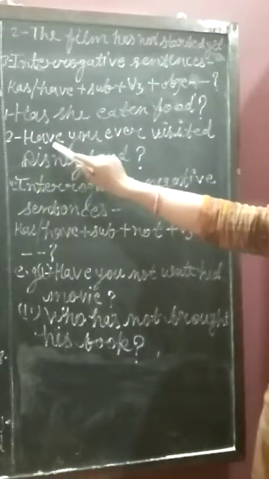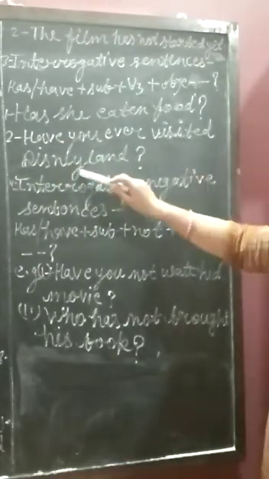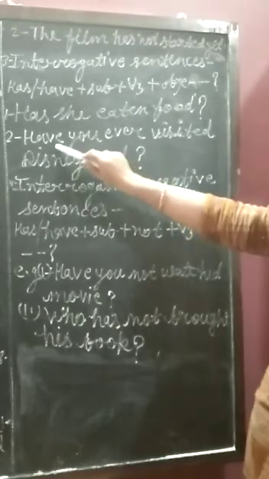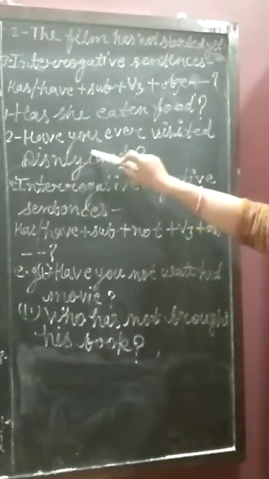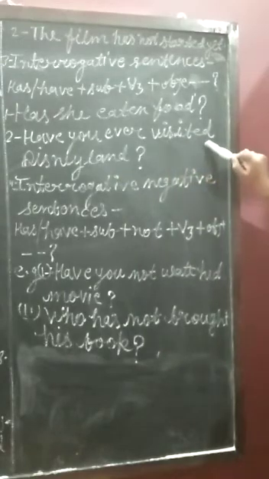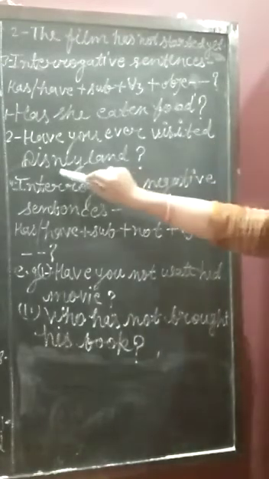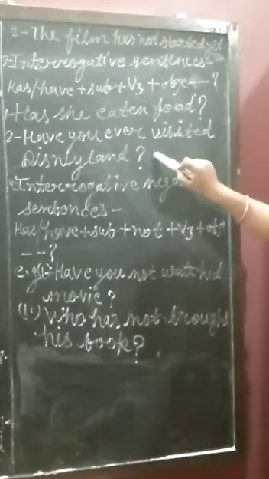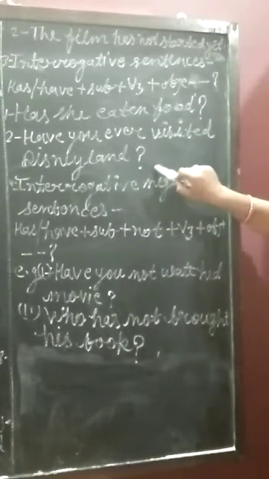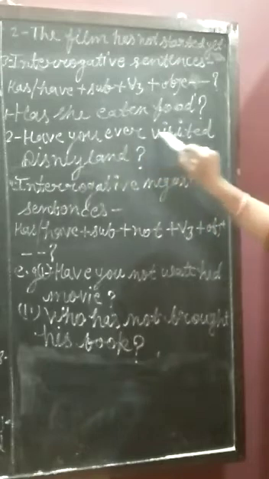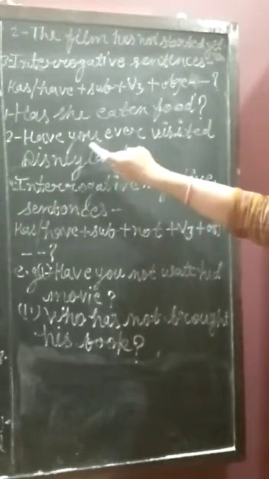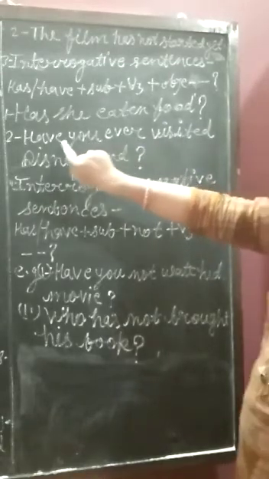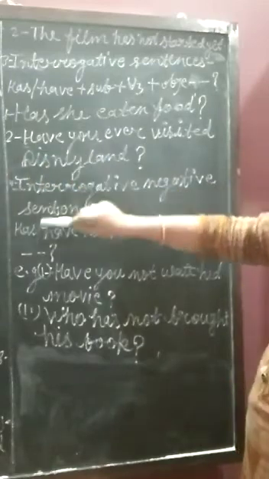Another example is have you ever visited Disneyland? Have is a helping verb, you is a subject, ever visited. Visited is the verb's third form, Disneyland is the object. At last what do we use in interrogative sentences? Question mark. Have you ever visited Disneyland? You is a second person subject. So we use here have helping verb.